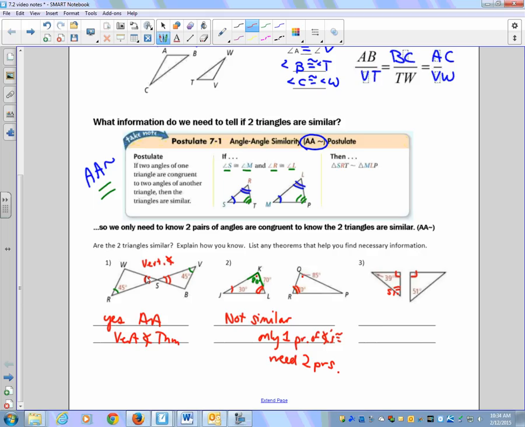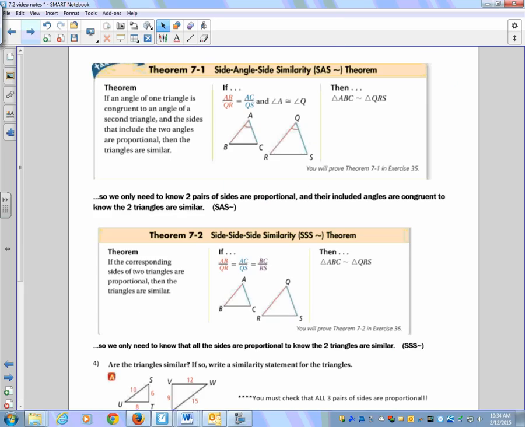Now we look at the other triangle. We have a 90 degree and a 51 degree angle. That makes the third one have to be 39. So yes, they're similar. And what we used here was the triangle sum theorem, right? They add up to 180, and that's how we found that two pairs of angles are congruent. Okay. So that's the AA similarity postulate.